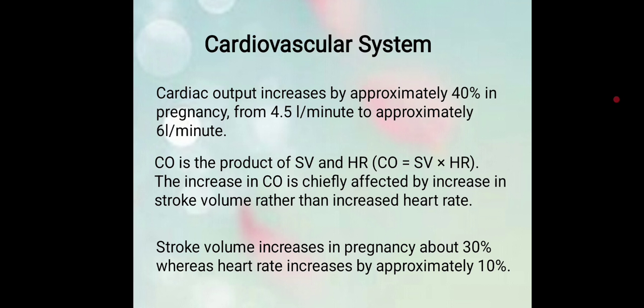Regarding the cardiovascular system, there is an increase in cardiac output by 40% in pregnancy. As we know, cardiac output as an equation is a product of stroke volume by heart rate. The increase in cardiac output is mainly due to stroke volume rather than increase in heart rate. Stroke volume in pregnancy increases about 30%, whereas heart rate increases approximately 10%. So, cardiac output increased by 40%, stroke volume by 30%, heart rate approximately 10%.